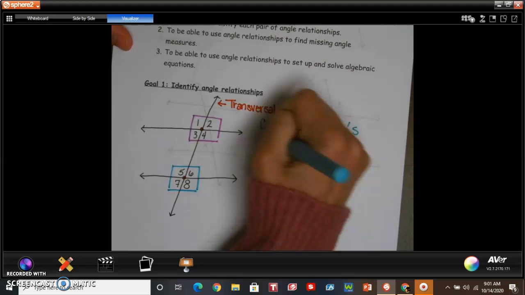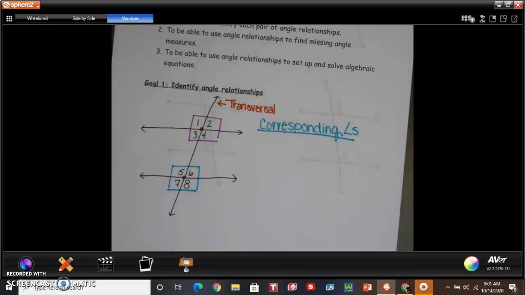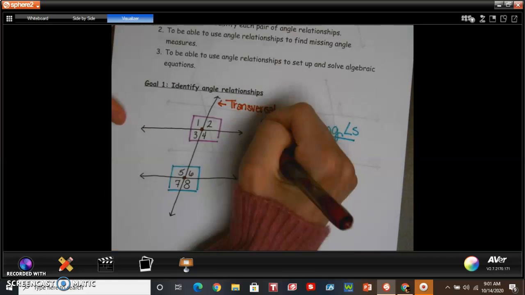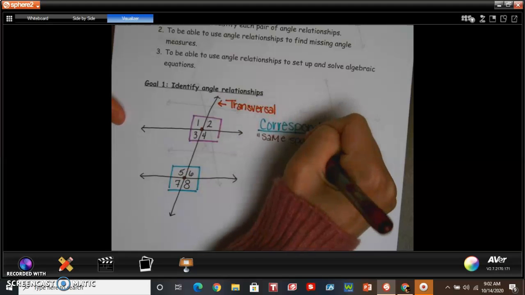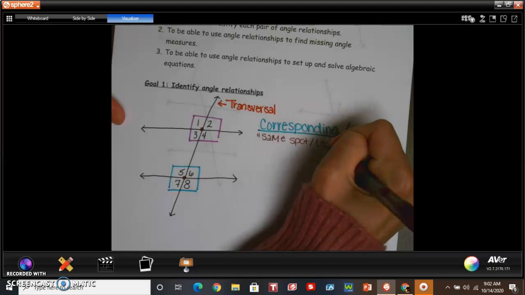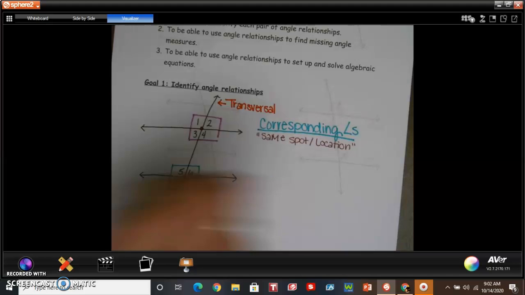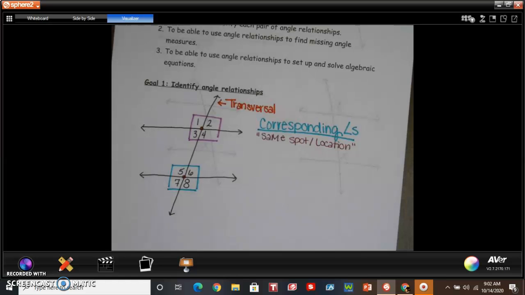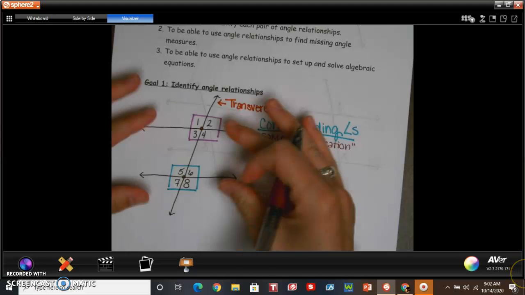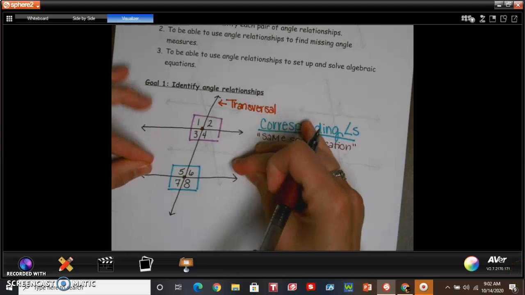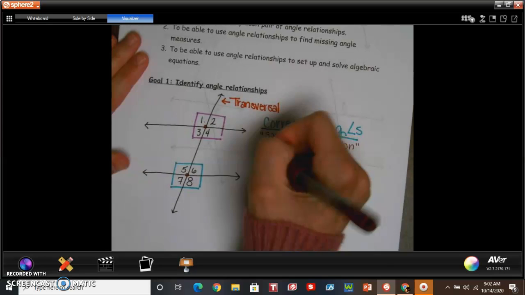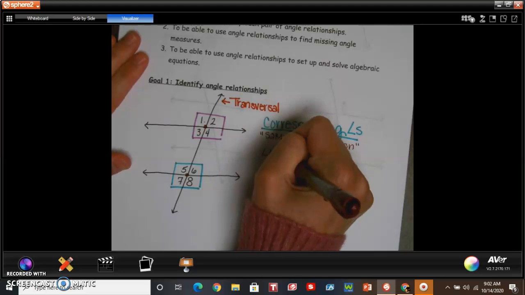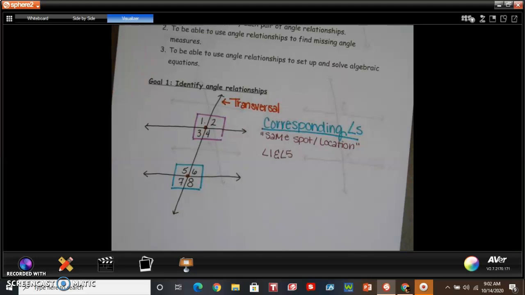So corresponding angles. All right, and these are going to be angles that are in the same spot / location. So what I mean by that is when we look at our 2 families, if we were to take them and merge them, which angles would match up? For example, if we took these 2 lines and we smashed them together, who would match up with 1? Well, 5 and 1 are in the same spot. So angle 5, or angle 1 and angle 5 are considered corresponding.